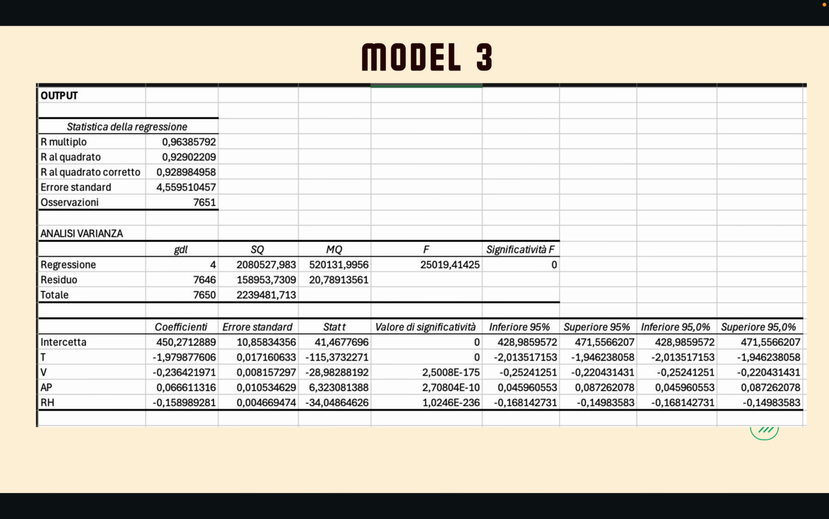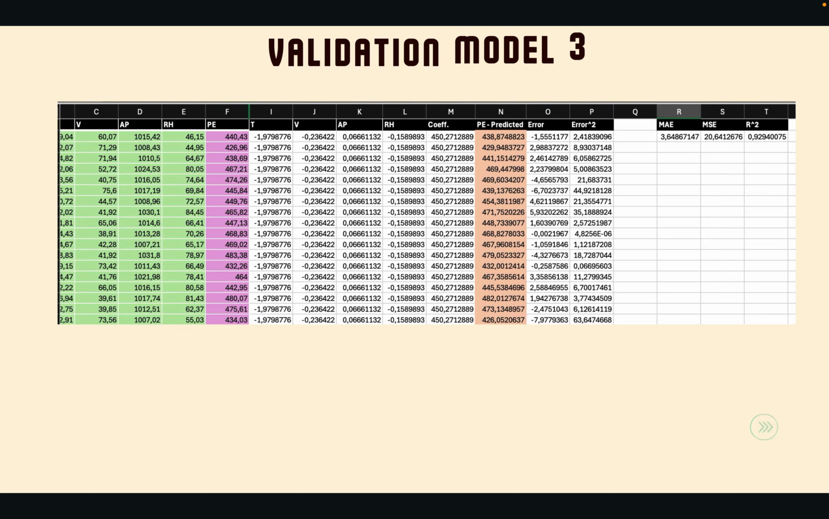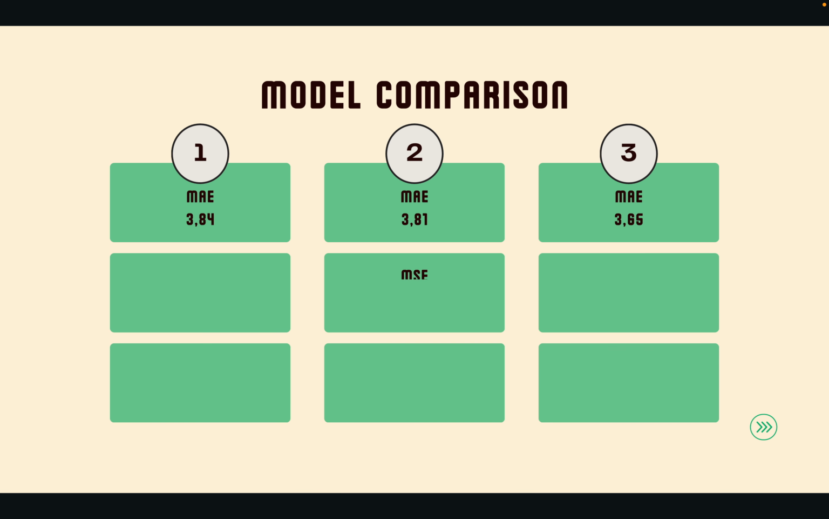At this point, I applied the different models to the validation dataset and calculated the same evaluation metrics. Using the validation set, I computed the predicted energy production, here for example for Model 1, the error, and the square error. And then I calculated mean absolute error, mean square error, and R squared, here for Model 1, Model 2, and Model 3. The results are consistent with the previous findings. Model 3 performs best.